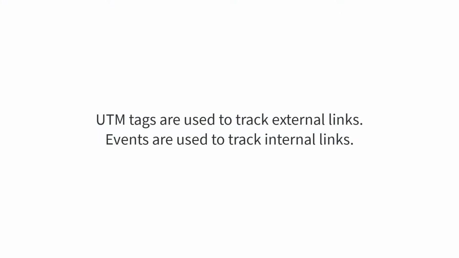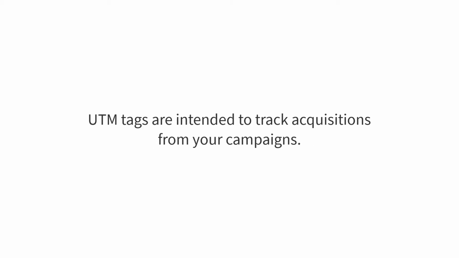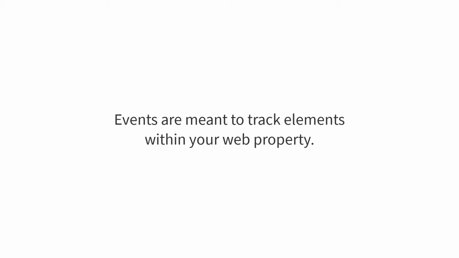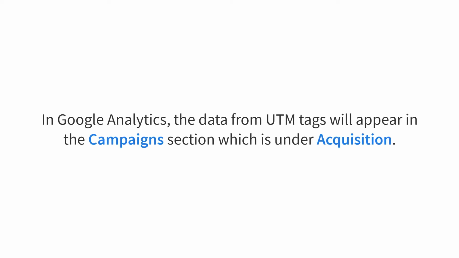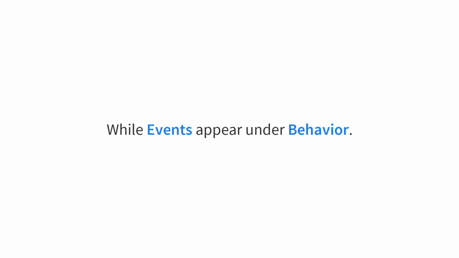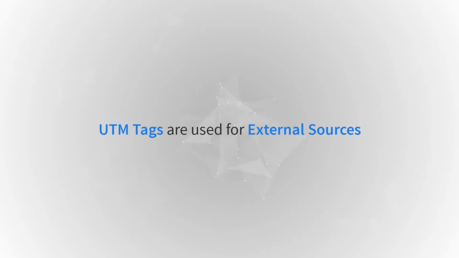The first thing you need to understand is that UTM tags are used to track external links and events are used to track internal links. UTM tags are intended to track acquisitions from your campaigns, whereas events are meant to track elements within your web property. This becomes apparent when you review your data. In Google Analytics, the data from UTM tags will appear in the campaign section, which is under acquisition, while events appear under behavior. UTM tags are used for external sources.